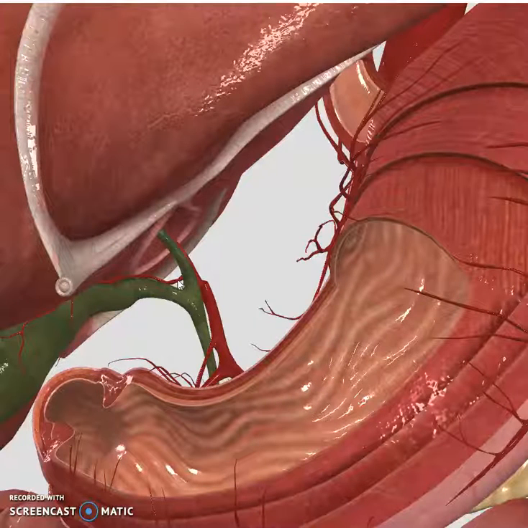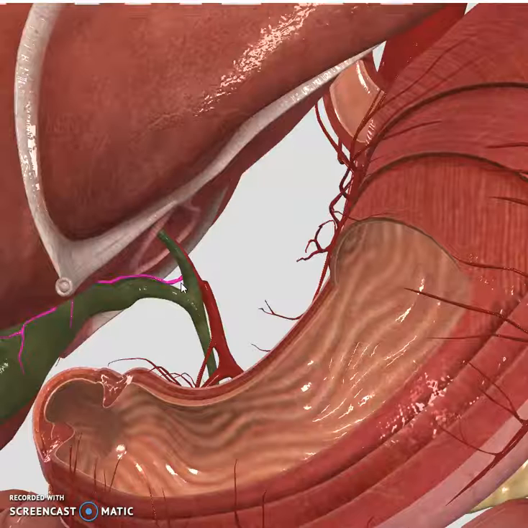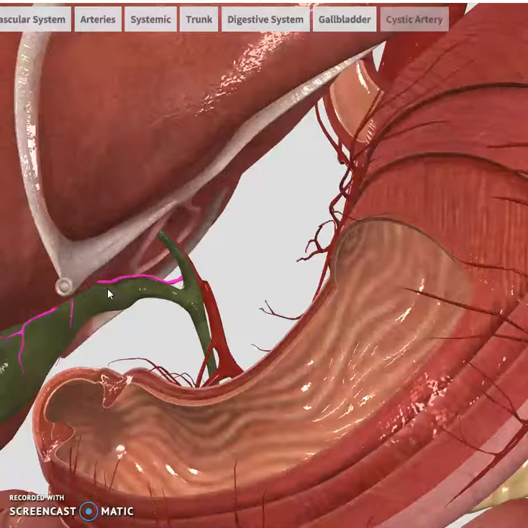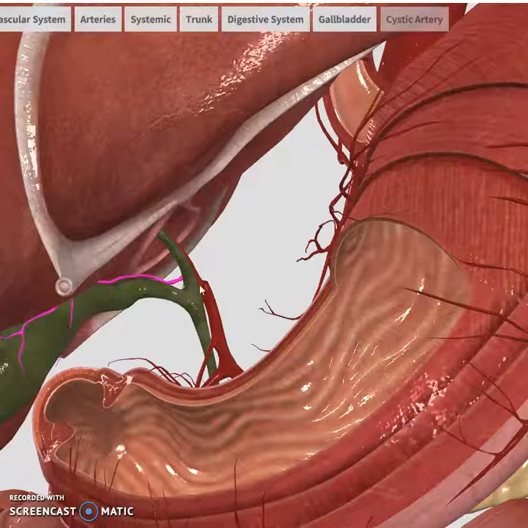Okay, this is the cystic artery, which is going to supply the gallbladder, and the second one is the right and left branches of the proper hepatic, which is going to supply inside the liver.